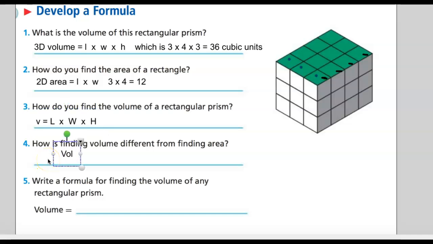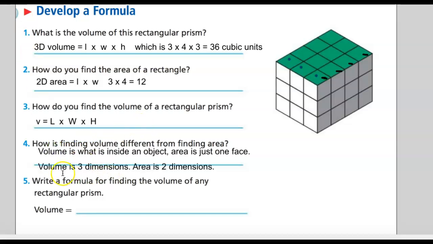So you could say volume is... hang on, let me just type it out. Sorry, so not to waste your time. There's a couple ways you can think about it. Basically, I said volume is what is inside this object versus area that is just one face. It's nothing that has to do with the inside. It's just the wrapping around, if you will.